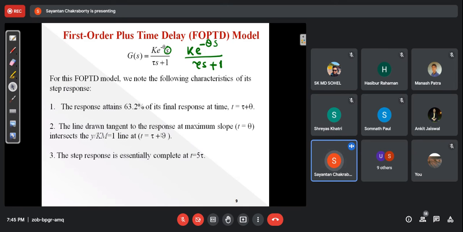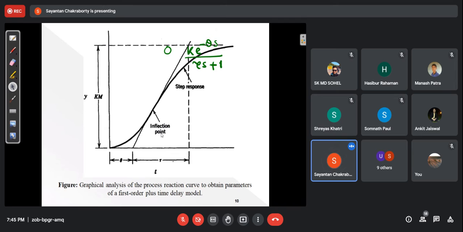The step response is essentially complete at t equal to 5 tau. This is the empirical formula of the settling time. So this is how the response will look like. Draw a tangent at the inflection point.